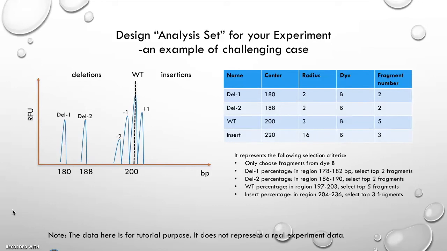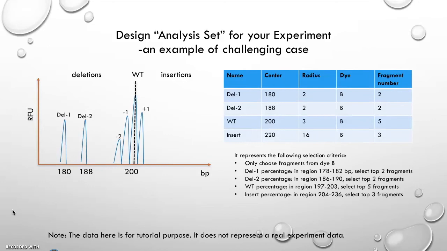Only choose fragments from DIB since they are the FAM-labeled fragments. In the region from 178 to 182 BP, select the top 2 fragments to calculate del1 percentage. By this way, it will reduce the chance to lose any potential fragments in this region. Later on we can confirm it by counting fragment number in each region. It should be 1 if only a single fragment falls in this region. However, if you are sure that only one fragment in this region is expected or required for percentage calculation, you can input fragment number as 1 here.